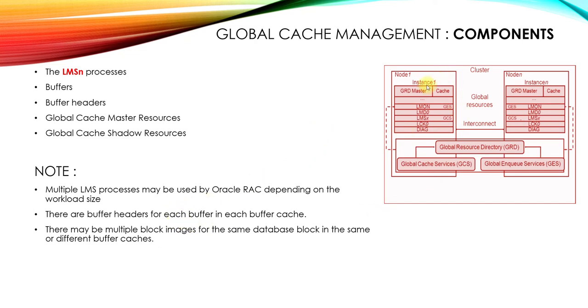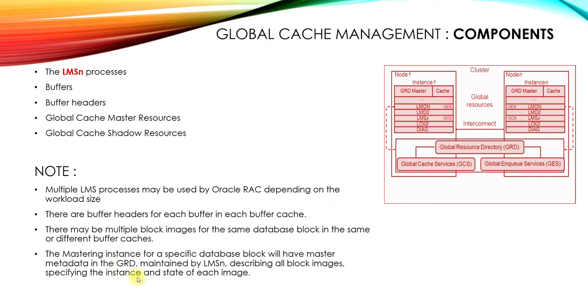So there will be multiple versions. This one is currently being updated, and this one is the other version, and there will be a different SCN for each and every block. That's what this particular statement is saying: the mastering instance for the specific database block will have master metadata in the GID maintained by LMS, describing all block images, specifying the instance and the state of each image. The GID will have all the details of it.